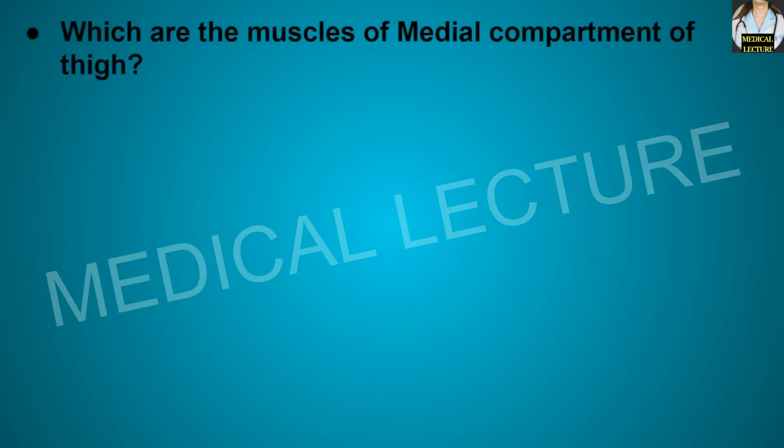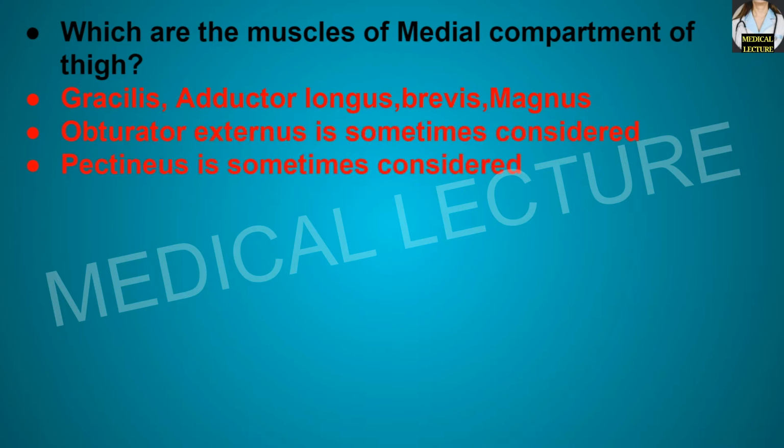So first of all, which are the muscles of the medial compartment of the thigh? They are gracilis, adductor longus, adductor brevis and adductor magnus. Sometimes the obturator externus and the pectineus are considered and sometimes they are excluded, because the obturator externus muscle has the same location but differs in function, while the pectineus muscle has the same function as the medial compartment but differs in nerve innervation. So they are sometimes included and sometimes excluded.